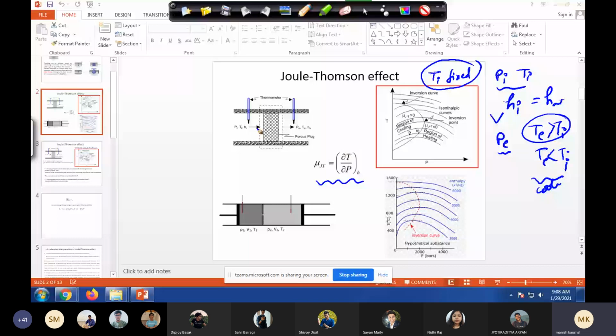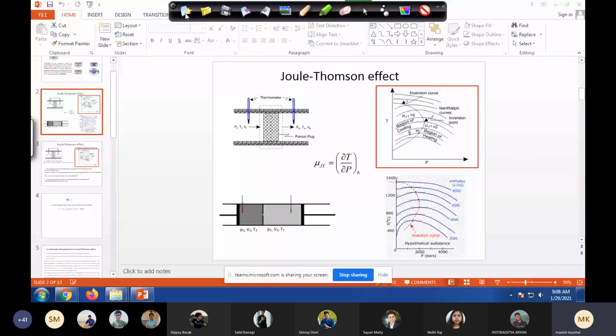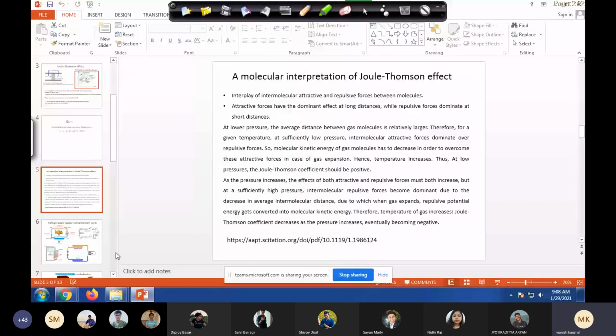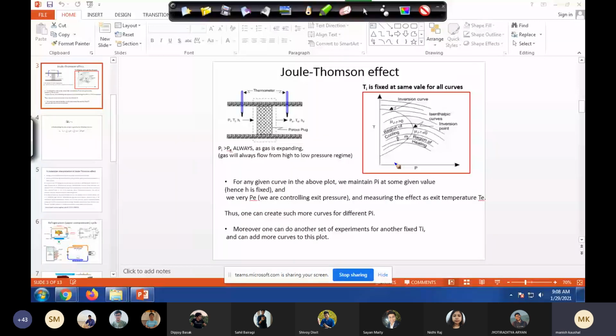As I said, today we'll only solve problems. If you remember, we have discussed the molecular interpretation also. Just in brief to recall things so that you don't forget, the molecular interpretation we have given is as follows. When you are in this low pressure regime, when you are maintaining the gas at low pressure, roughly here, at the exit, of course.